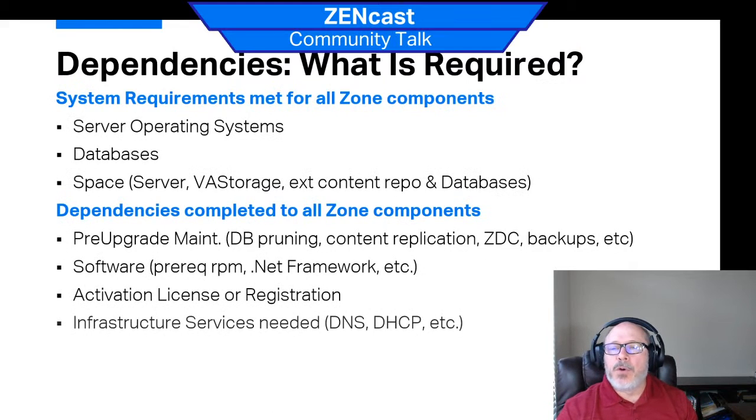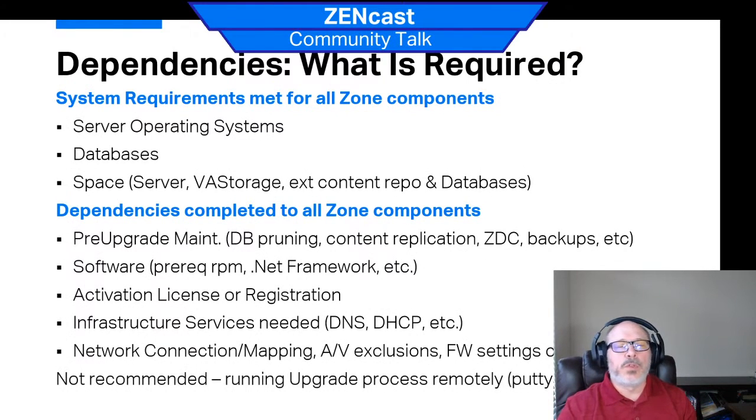Dependencies, what is required? Server operating systems, databases. As you know, 2017 allowed Sybase. 2020 does not. Okay, so that's an example of Sybase. So you have to do a migration prior to, and if you have internal Sybase or external Sybase, make sure you migrate that prior to, and that we have tools to do that. Space on the server, on VA storage, on external content repo, if you have one, on databases, make sure you have the space needed when you move, okay, or migrate or upgrade. So some of these actually fall into a full migration or upgrade too, as well as this update. Dependencies completed to all zone components, okay.